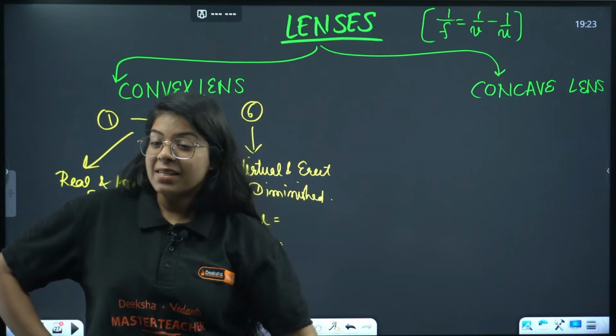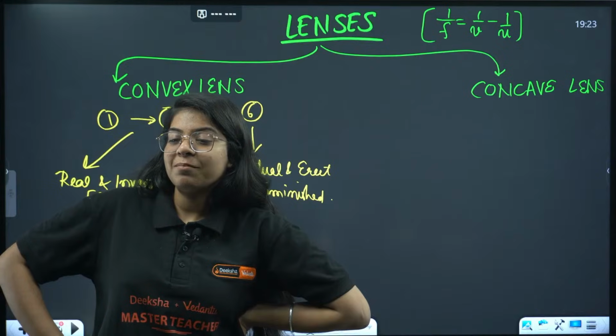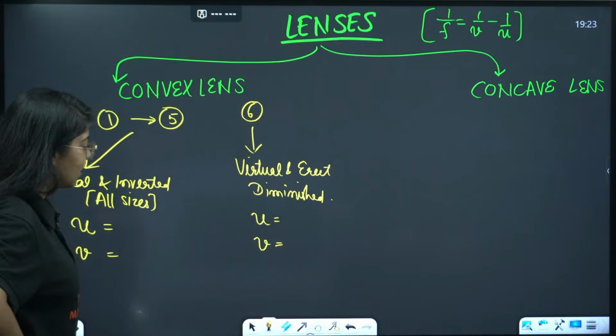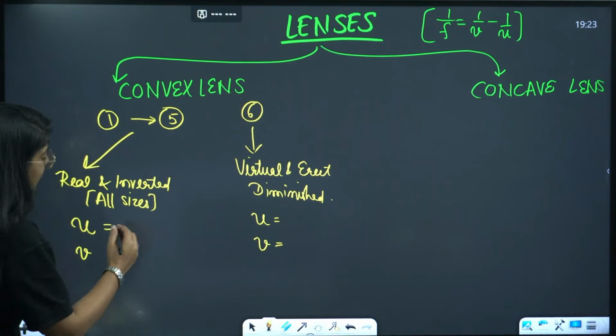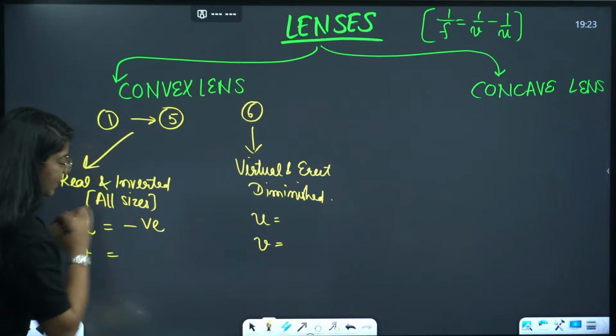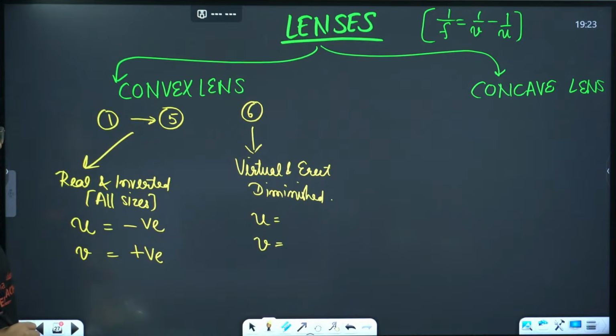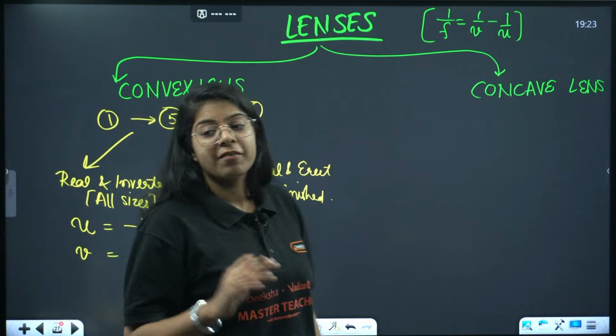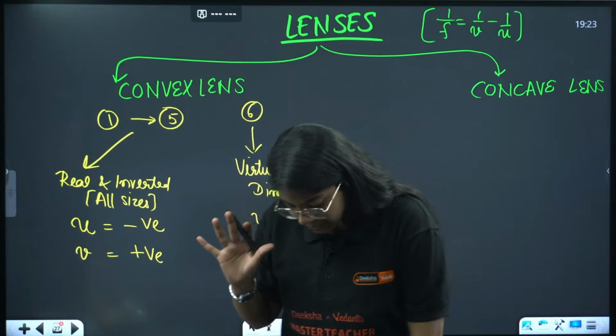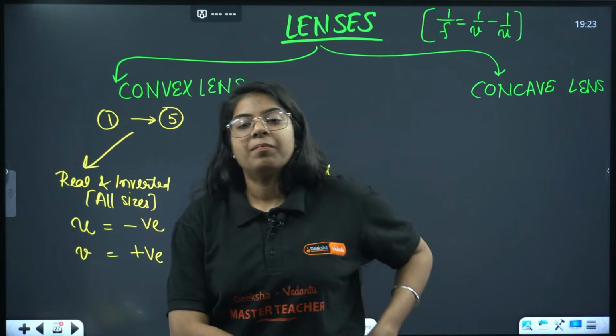Chalo. Yes, we have the answer. U is always negative. V is positive. In which case? Real and inverted. Yes, V is positive for real and inverted in the case of the first 5 cases of convex lens.